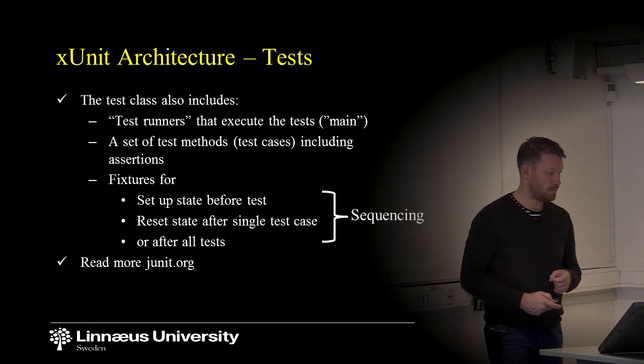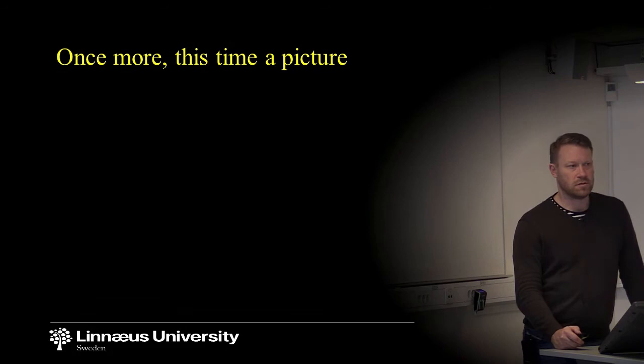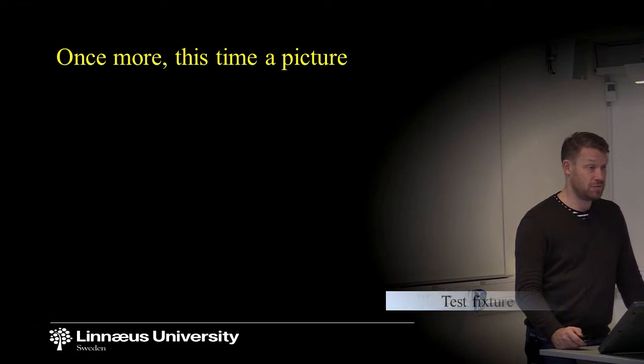At a pedagogics course, they told us to say the same things twice, at least, in different ways. So let's do it with a picture. We have a test fixture here at the bottom. The test fixture is more or less the state you want the system in. And it can also be helper functions and so on. In principle, it's like setting up the system so that it's in a state where you can exercise your test methods.